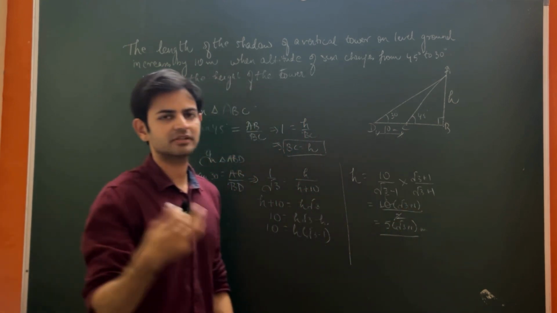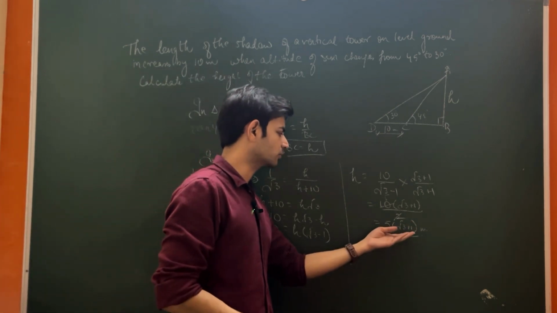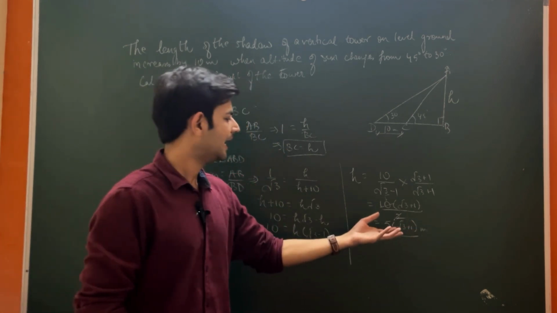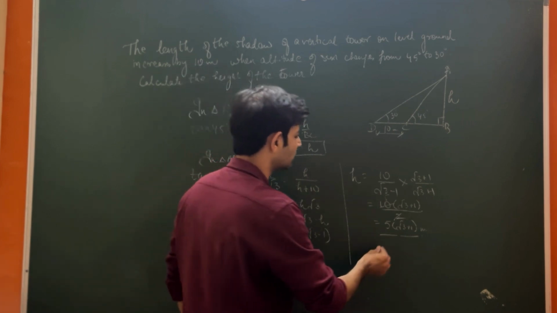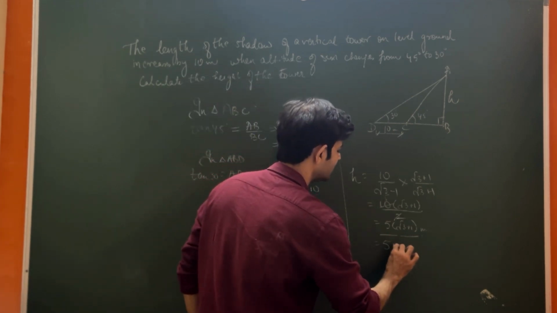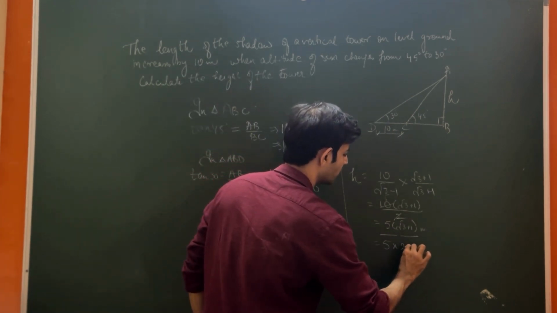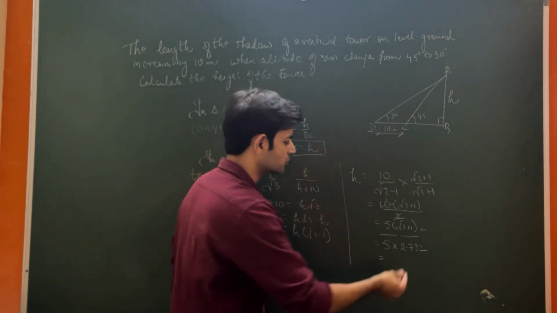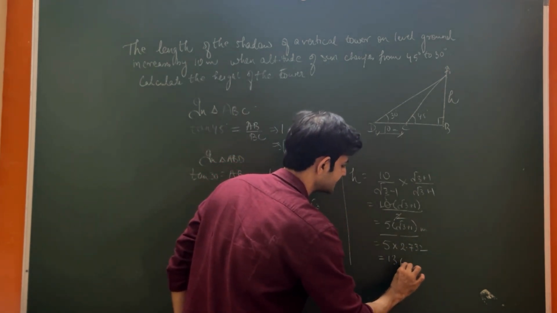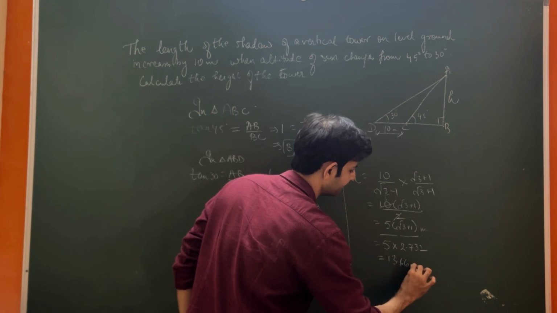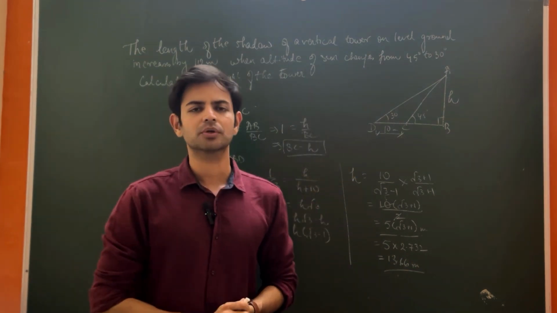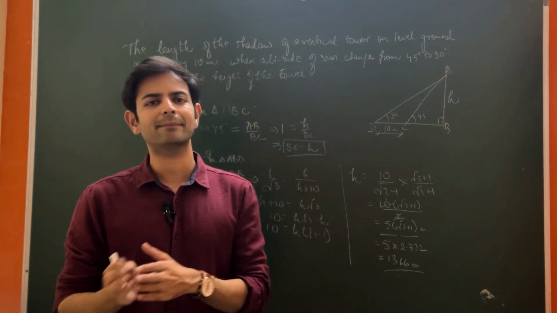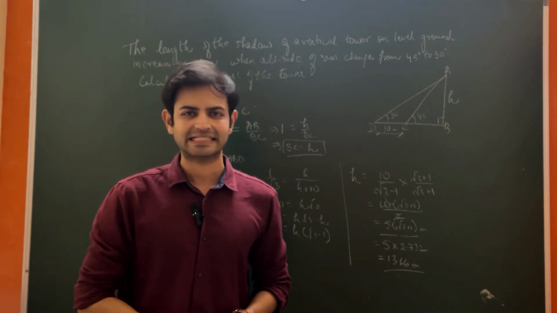Now in case you are given the value of root 3, you can just put the value of root 3 as 1.732, and simplify and get your answer as 5 into 2.732, that should be around 13.66 meters. So this is how you can solve more questions based on application of trigonometry or heights and distances.